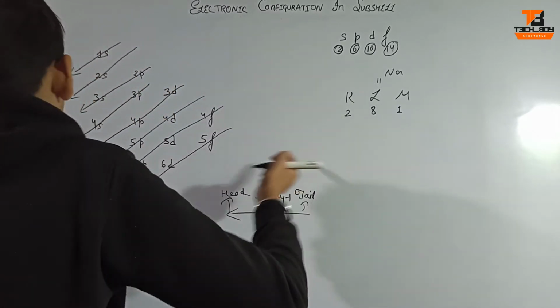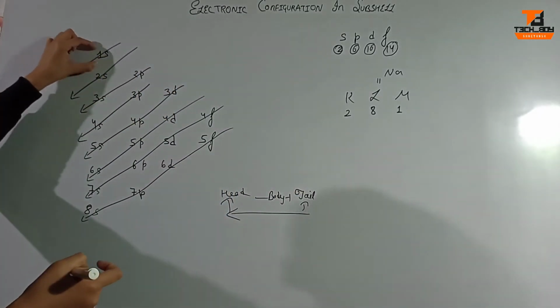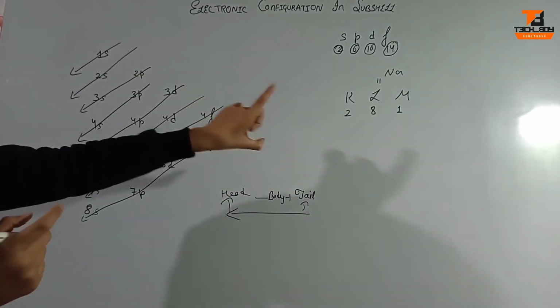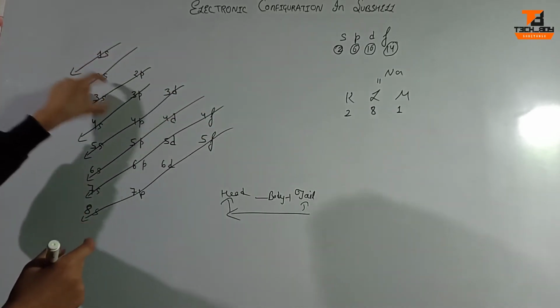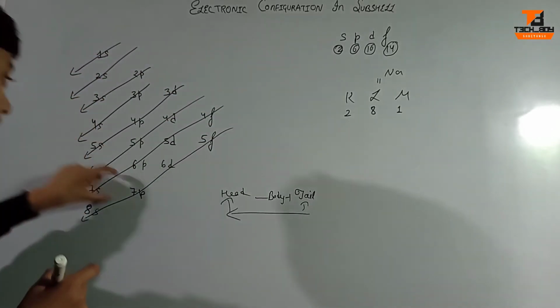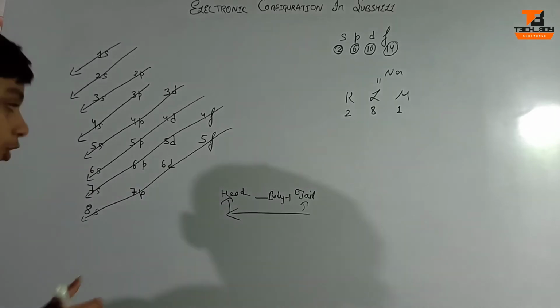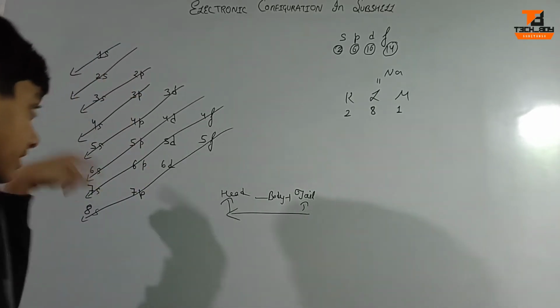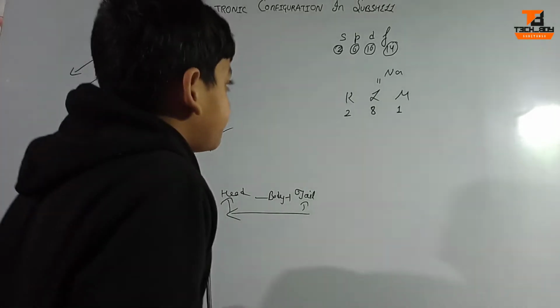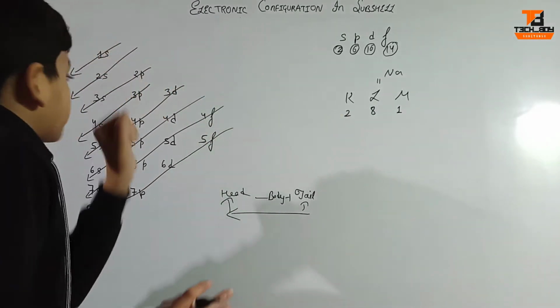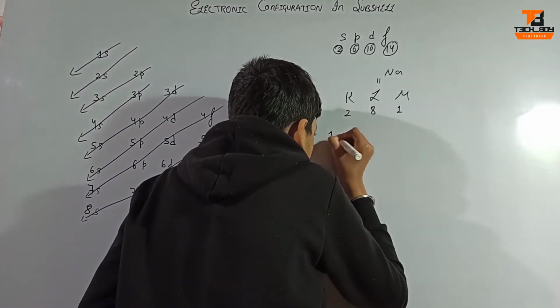So first in the first shell, we fill the electrons in this, then this, then this, then this, following the arrows. Nothing to worry about. So first we fill S, so 1S.